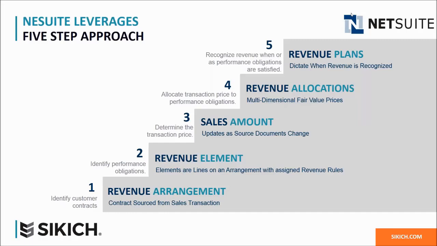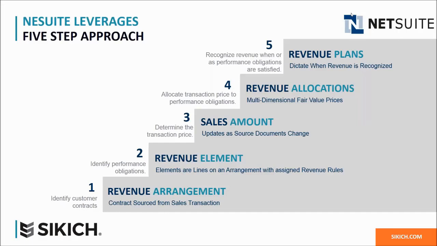This arrangement is typically sourced from a sales transaction. So think of a sales order, a return authorization, maybe a standalone invoice. But if that's not the case, it can also be sourced from projects. Now, coming up to step 2 in identifying your performance obligations, NetSuite introduces a revenue element. When we think of a sales order, you might have multiple lines on that sales order. Each one of those lines is going to correspond to a revenue element on your arrangement. These elements can then be assigned revenue rules, and you can have different rules for how you recognize your revenue per each element.